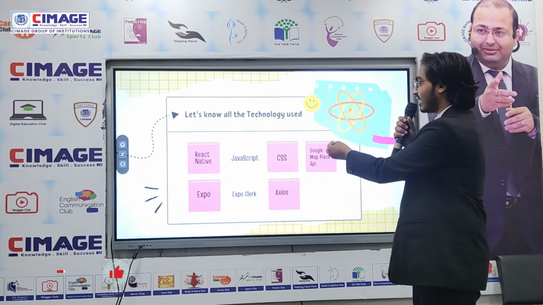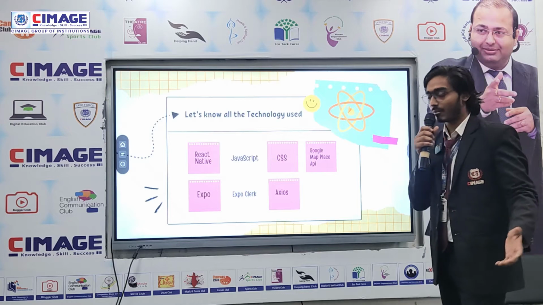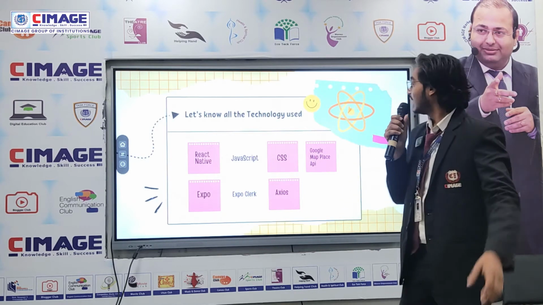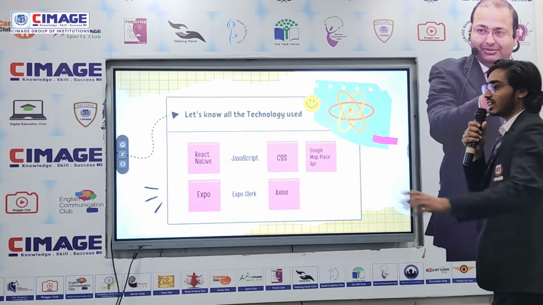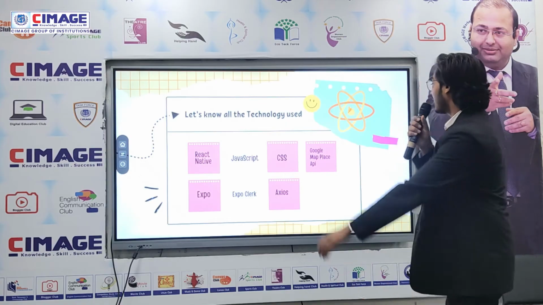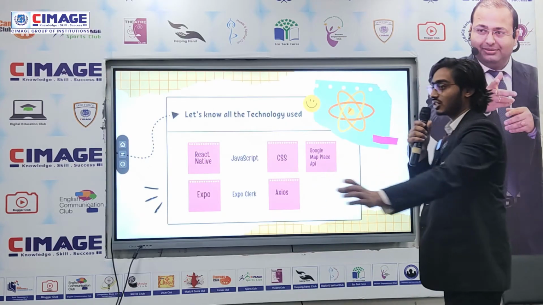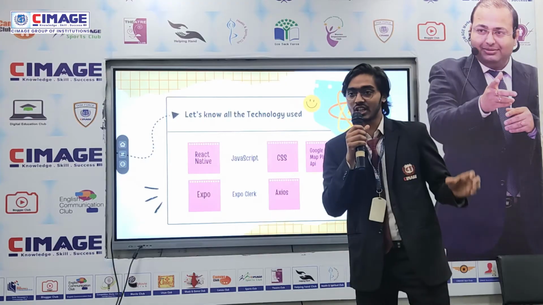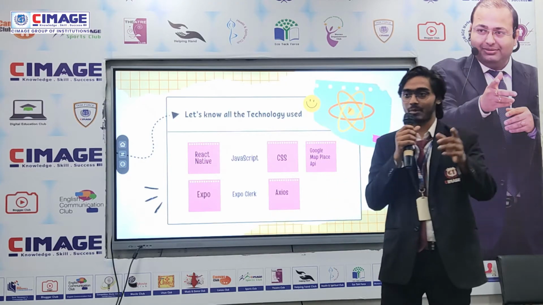I use React Native as a front end and JavaScript as a backend tool, and I use CSS to make my project look attractive. Then I use the Google Maps Places API, which helps to fetch the places where the EV charging stations are found. Then I use Expo Clerk, which helps with user authentication, and then I use the Axios library, which helps my code communicate with the APIs.